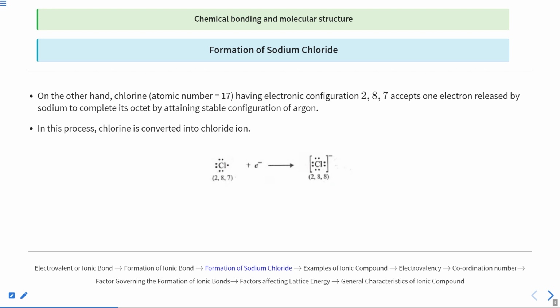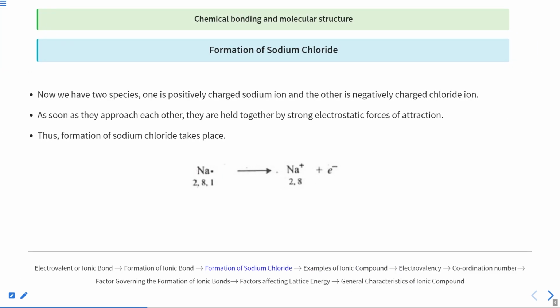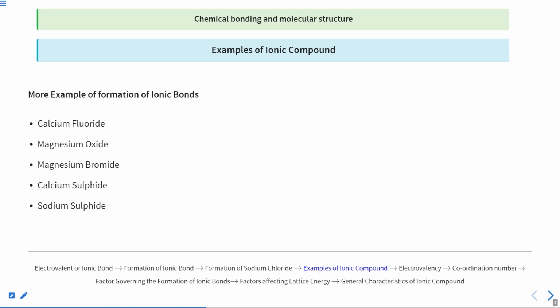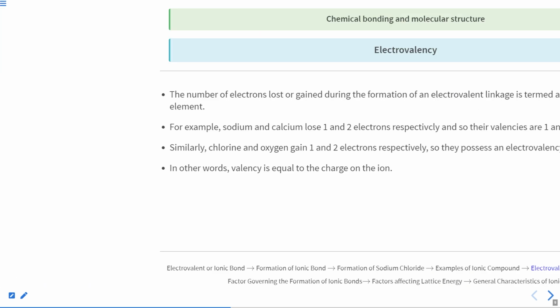Now we have Na plus and Cl minus. If you bring both of them together, these two species combine with one positive and one negative charge to give us NaCl. We can have more examples of ionic bonds like calcium fluoride, which is CaF2, magnesium oxide MgO, magnesium bromide MgBr2, calcium sulfide CaS, then sodium sulfide.